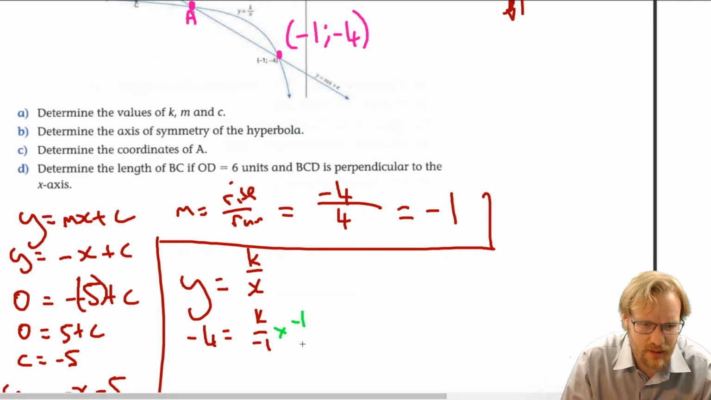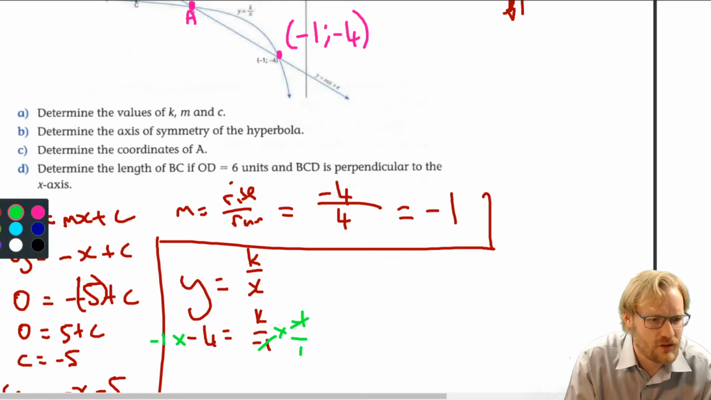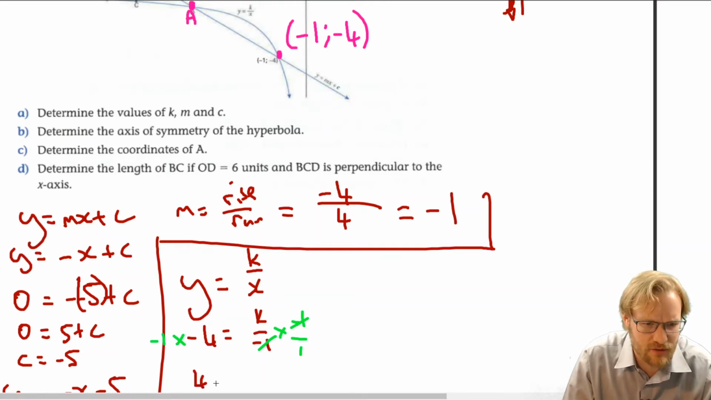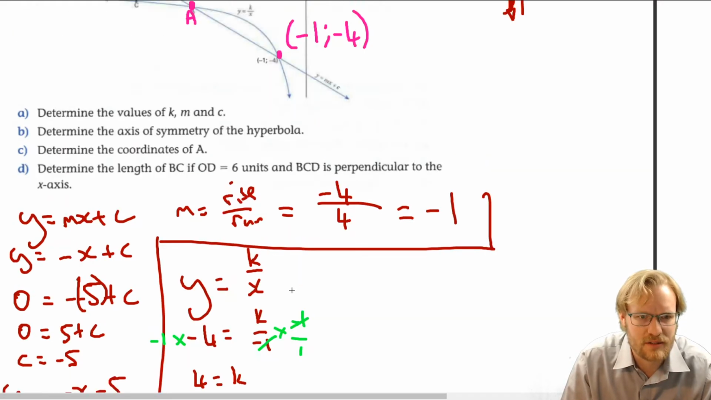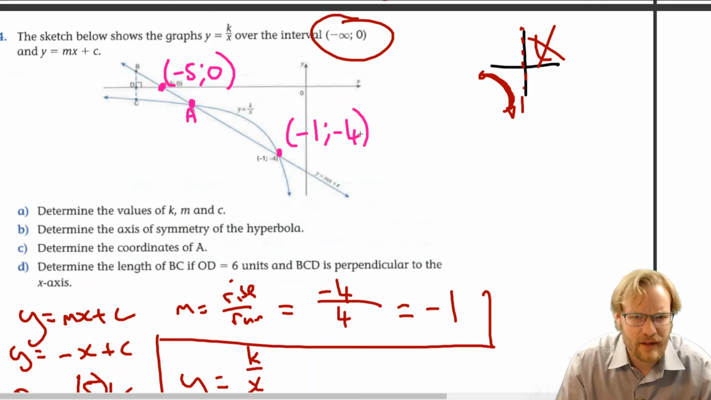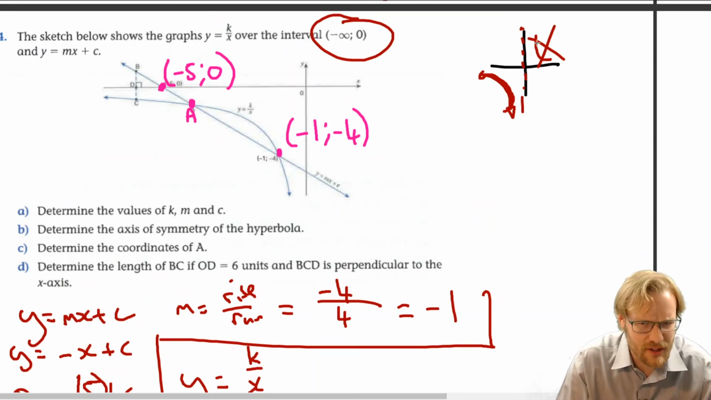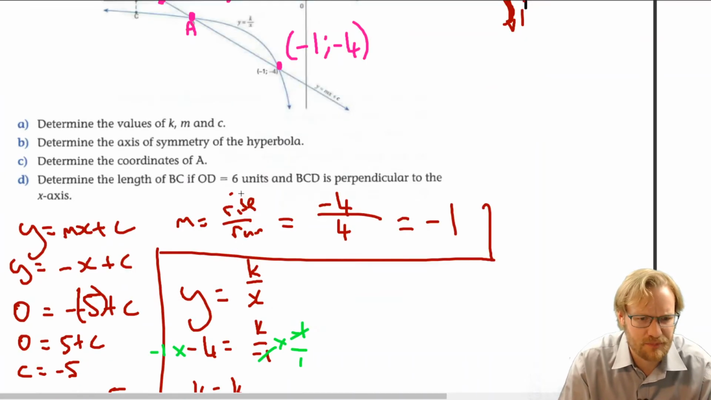So multiply by -1, so these cancel. What you do on one side, we do on the other. So we've just got -1 times 4, so -4 equals k. Sorry, 4 equals k, so y equals 4 over x. And a positive value, that makes sense. A positive hyperbola we expect to be in the first and the third quadrant. And this is, well, it's not in the first, but it's down in the third quadrant. So that's what we expect.